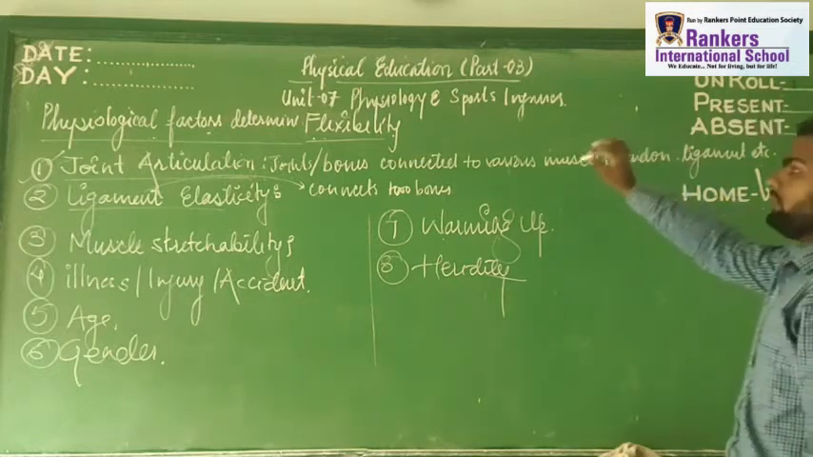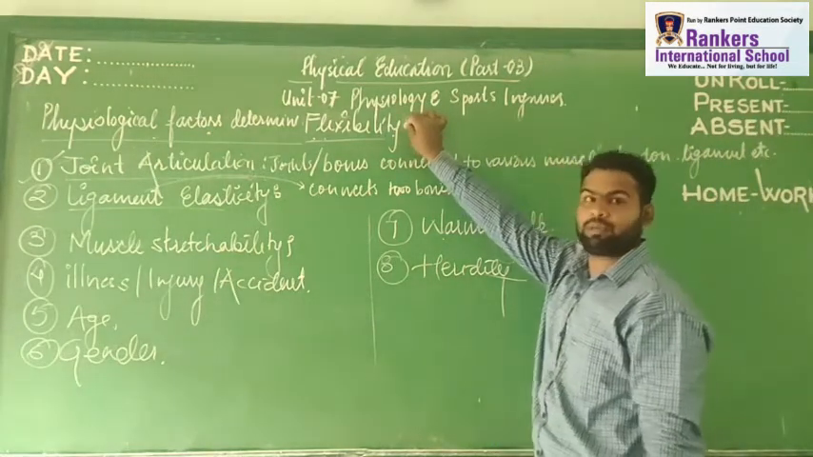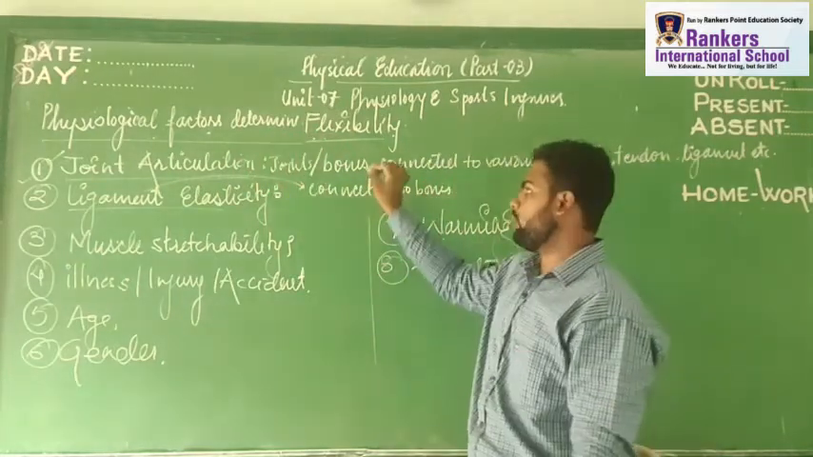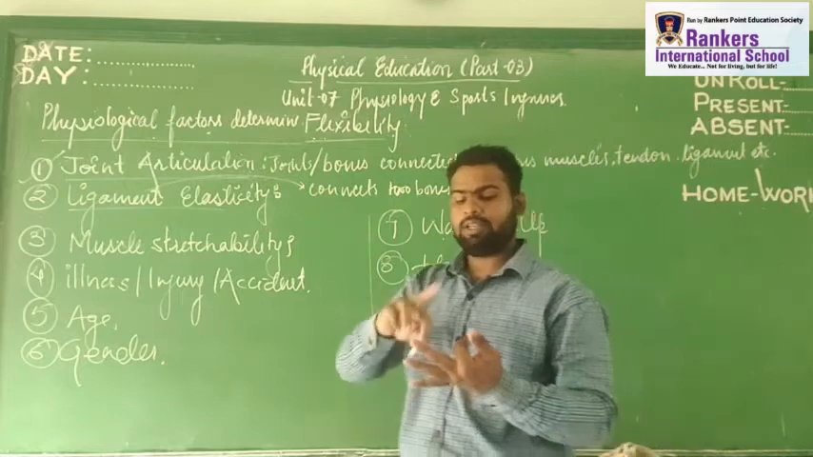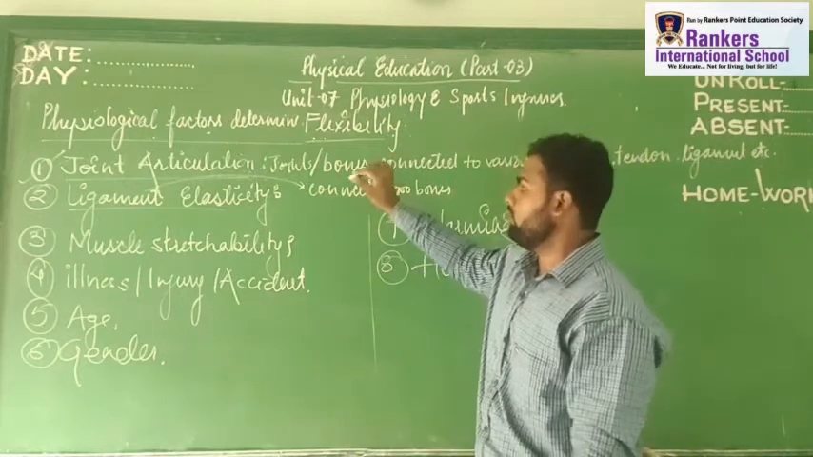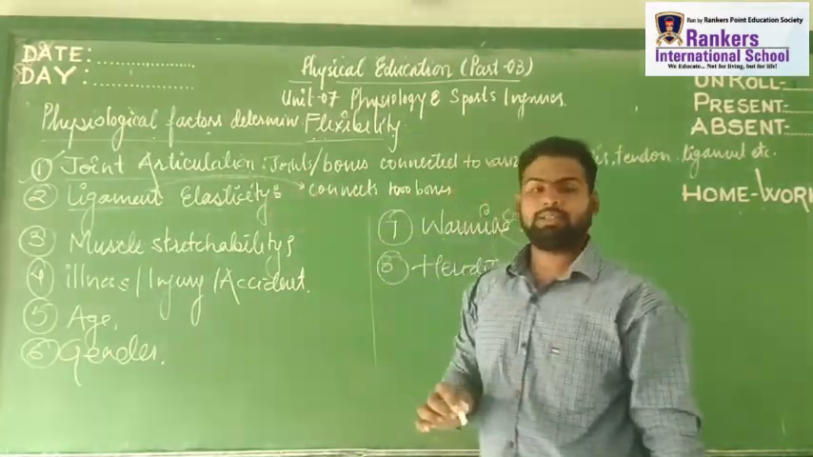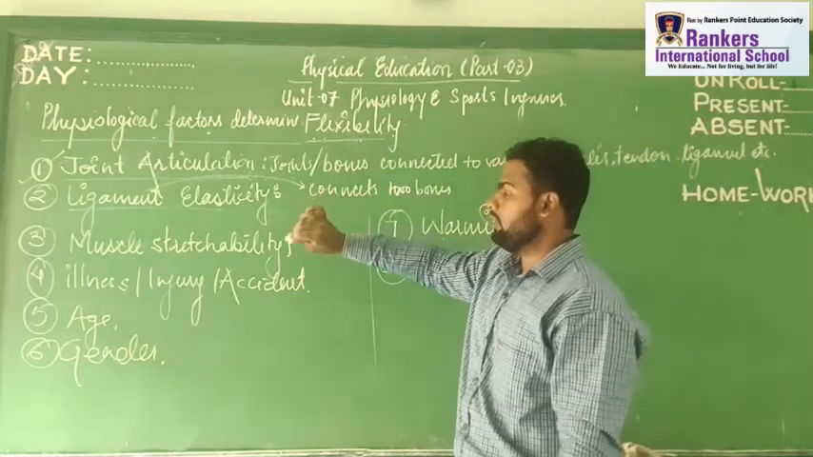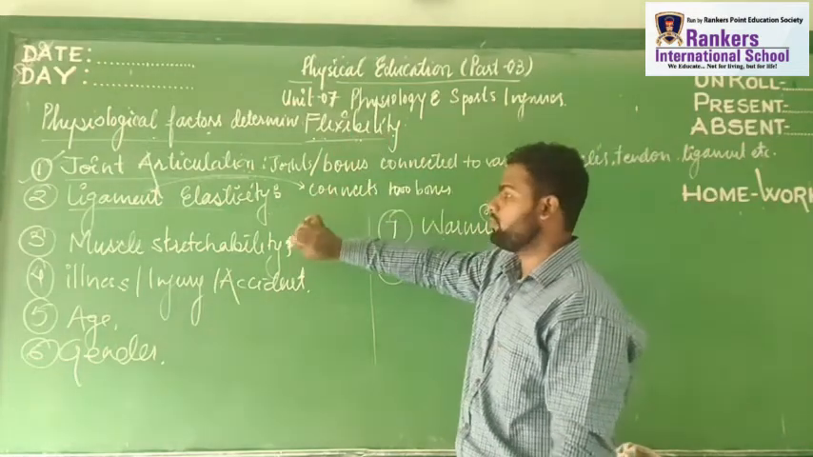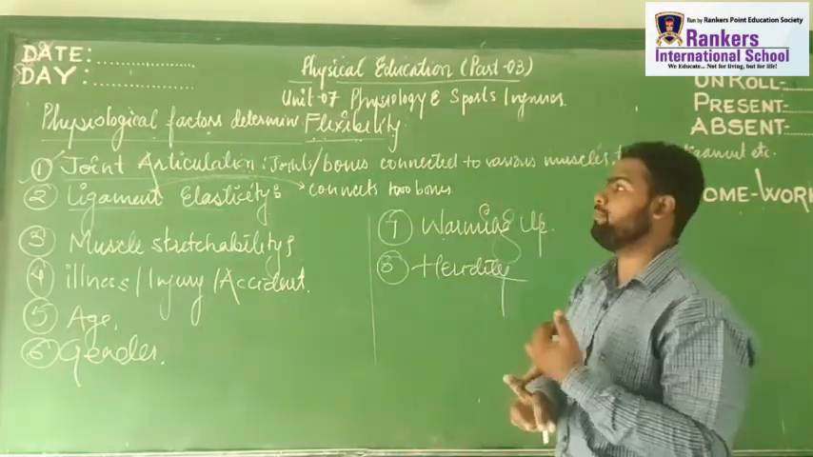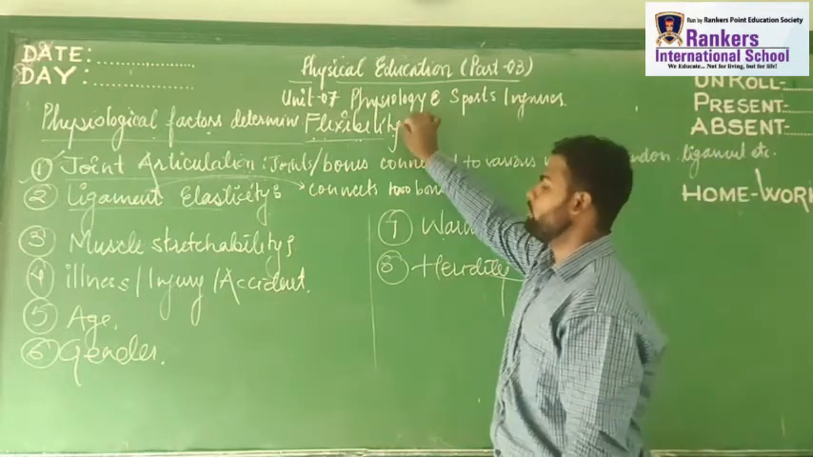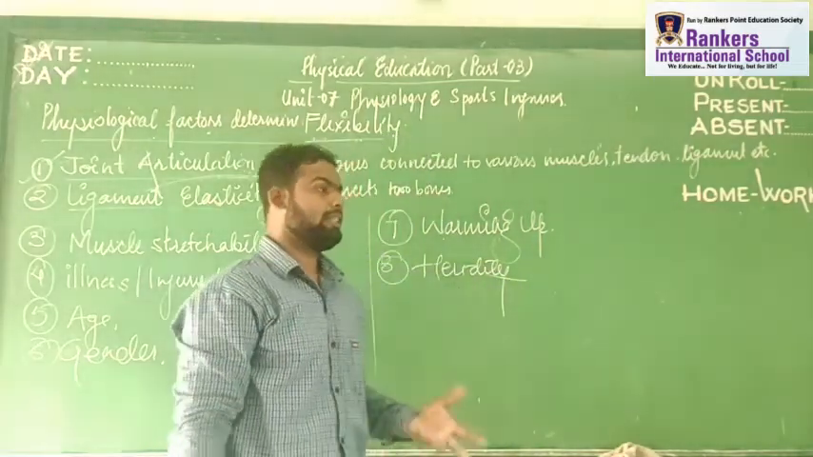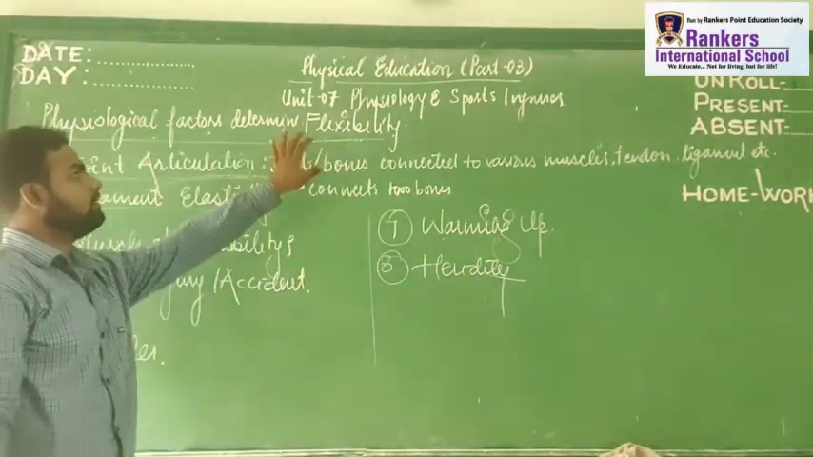So flexibility is the ability of a joint to move in the maximum range. First, it depends on joint articulation, because the joint is connected with muscles, bones, ligaments, tendons, etc. Next is ligament elasticity. If the ligament elasticity is good, the range of flexibility is more, right? Muscle stretchability is one of the more important components on which flexibility depends. Sometimes due to accident, illness, disease, or disability, someone's flexibility may be restricted.